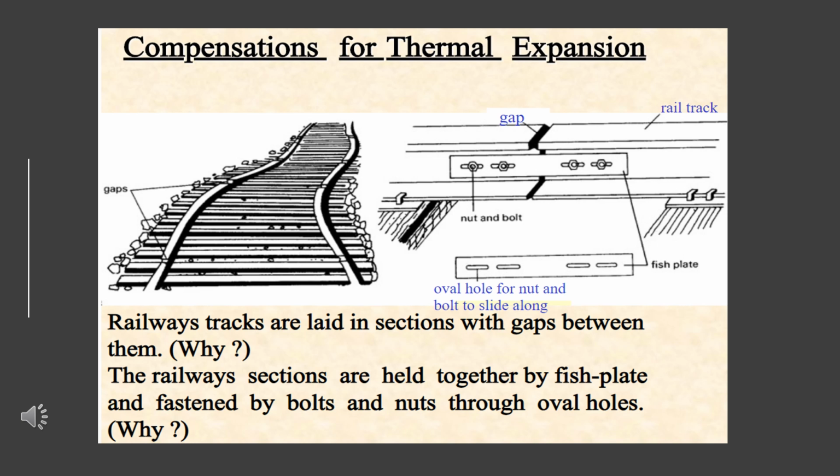Even with electrical wires, you always have some extra wiring kept with the electrical pole, because in winters we have contraction and in summers we have expansion. So these wires, we can see sometimes they are just hanging down. This is because they expand in summers because of heat, and in winters they contract because of the decrease in the temperature.